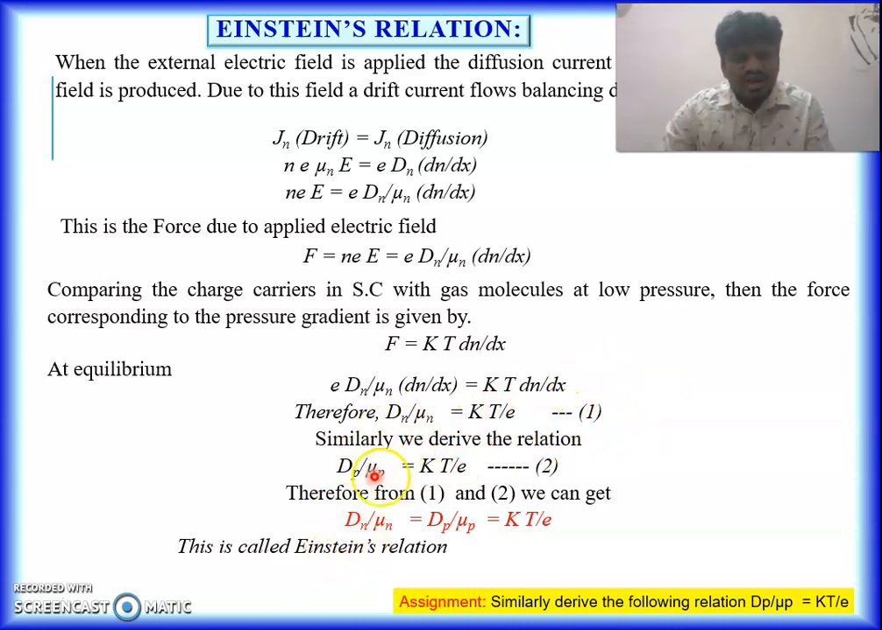Similarly, you can derive Dp by mu_p is equal to kT by e. This is the second Einstein relation. If you combine these two, you get Dn by mu_n is equal to Dp by mu_p is equal to kT by e, which is a constant value. That means the ratio of the diffusion constant to the mobility of the charge carrier is always constant. This is called the Einstein relation, and it is highly dependent on the temperature.